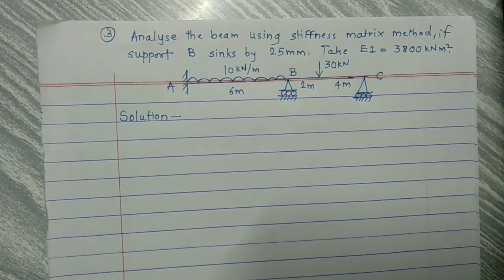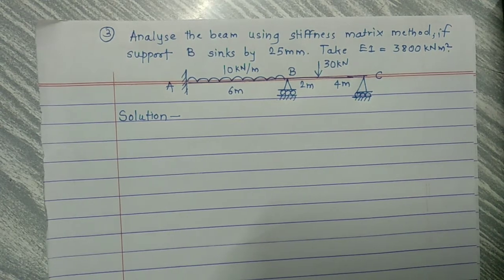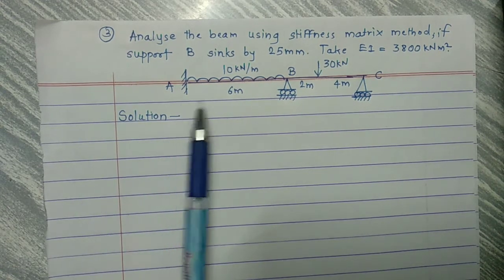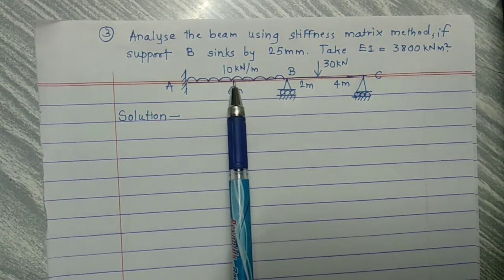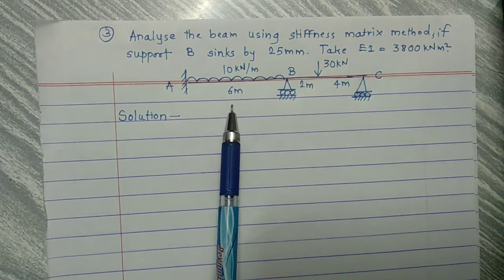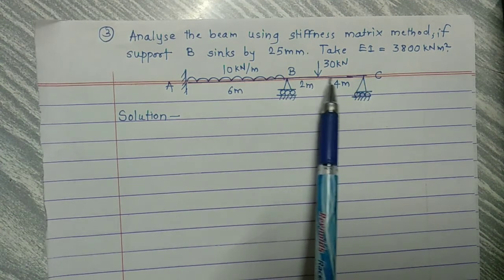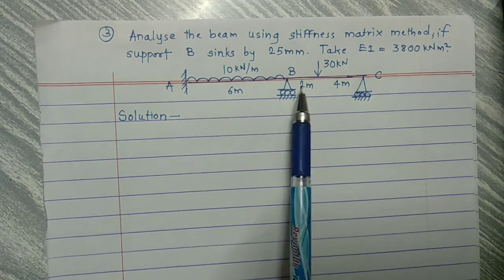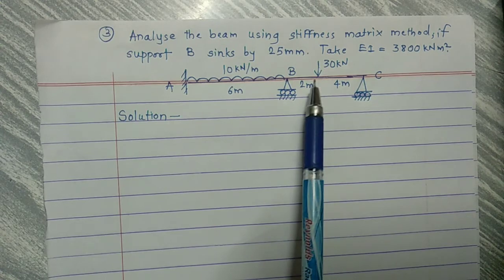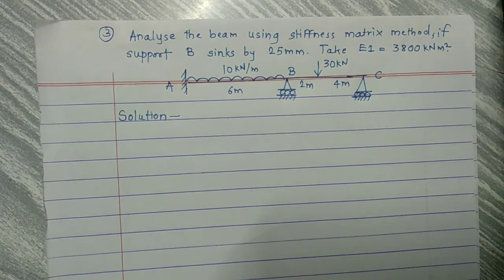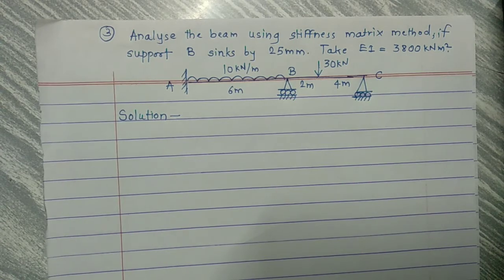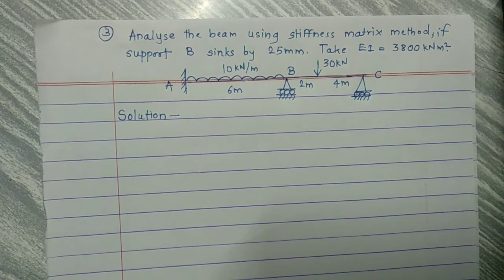The beam is shown in the figure: continuous beam ABC, support A is a fixed support, B and C are roller supports. AB is loaded with a UDL of 10 kilonewton per meter over a 6 meter length, and BC is loaded with an eccentric loading, that is 30 kilonewton at 2 meter distance from B and 4 meter distance from support C. So let us solve this problem using the structure approach of the stiffness matrix method.